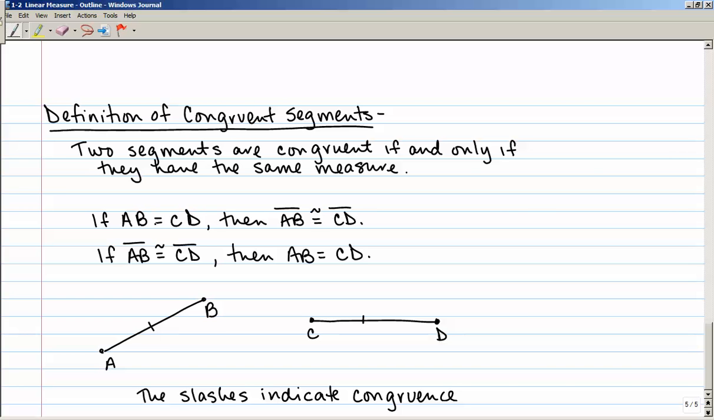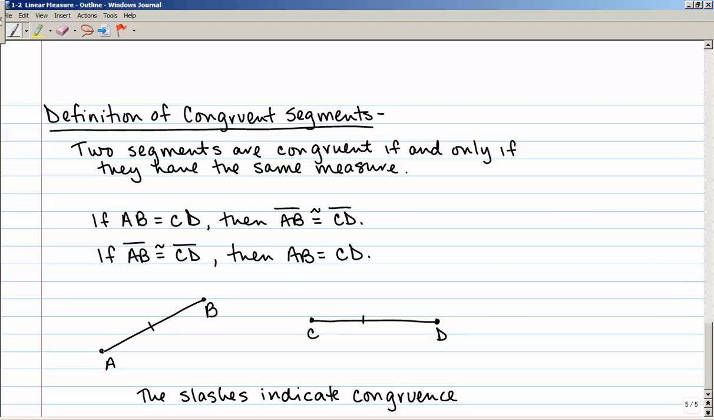And notice, this is an equal sign, and this here is a congruent sign. It's an equal sign with a squiggly over the top. So the lengths of the segments are equal, but the two segments themselves, remember this refers to the name of the segment, the two segments themselves are congruent. And then the converse of that says if segment AB is congruent to segment CD, then the length of AB is equal to the length of CD.